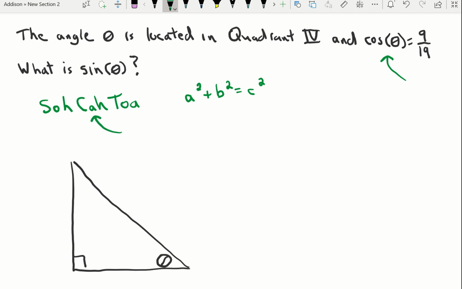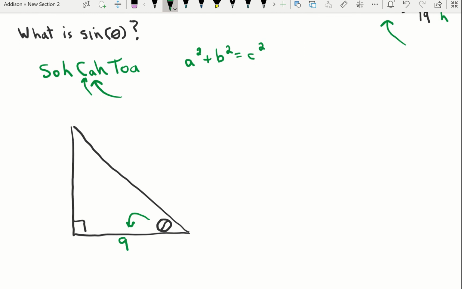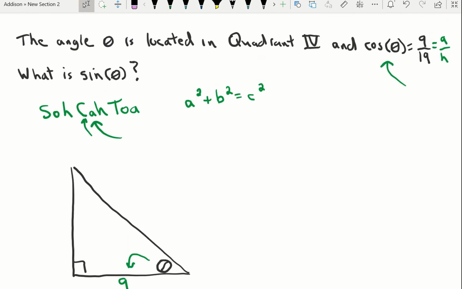Now, if you look at our formula for SohCahToa, this is saying that cosine is going to be adjacent over hypotenuse. So really, this is going to be A over H. So the adjacent side is 9. The adjacent side to theta right here is 9. And then the hypotenuse is going to be 19. So again, 9 right here, that's the adjacent side, and 19 right here, that's the hypotenuse.